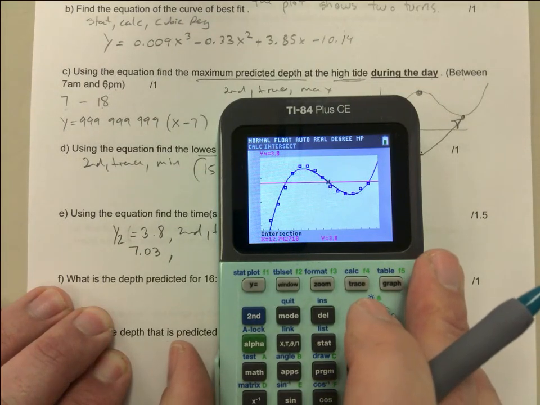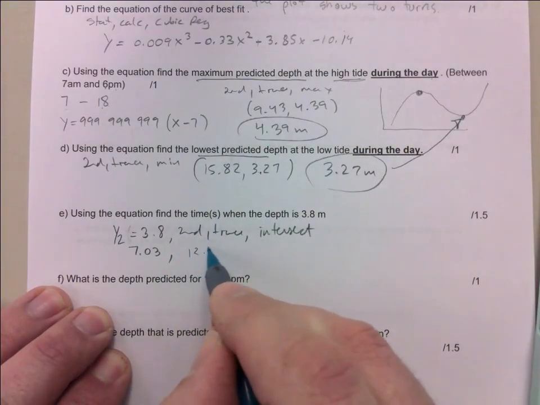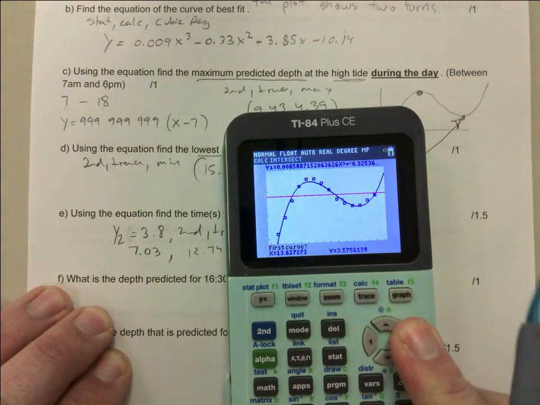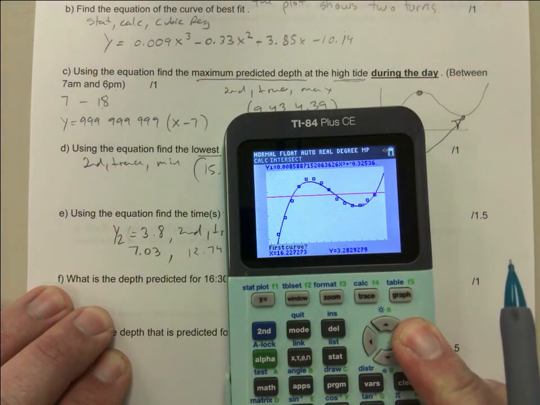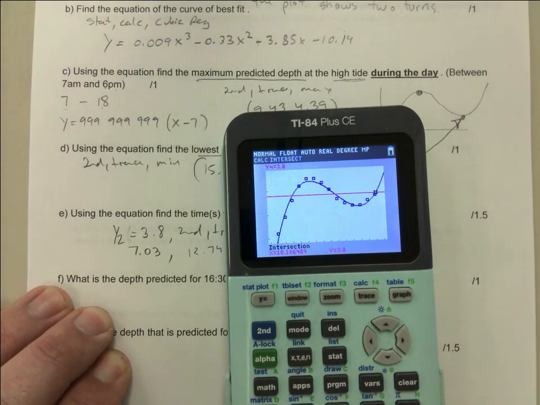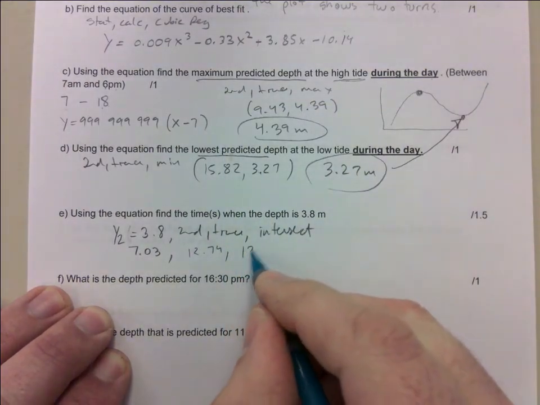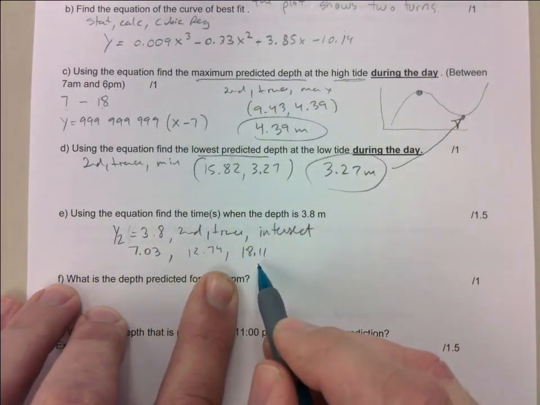At 12.74. And the last one, you got to go closer to it, right? The last one is 18.11. Does this one qualify?